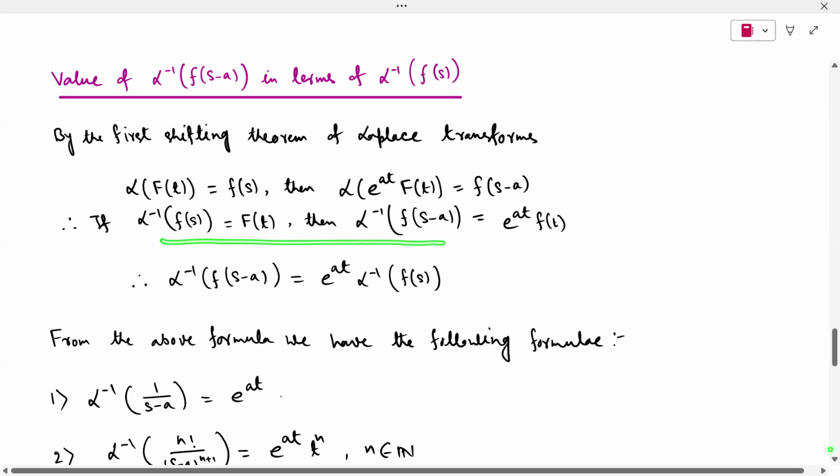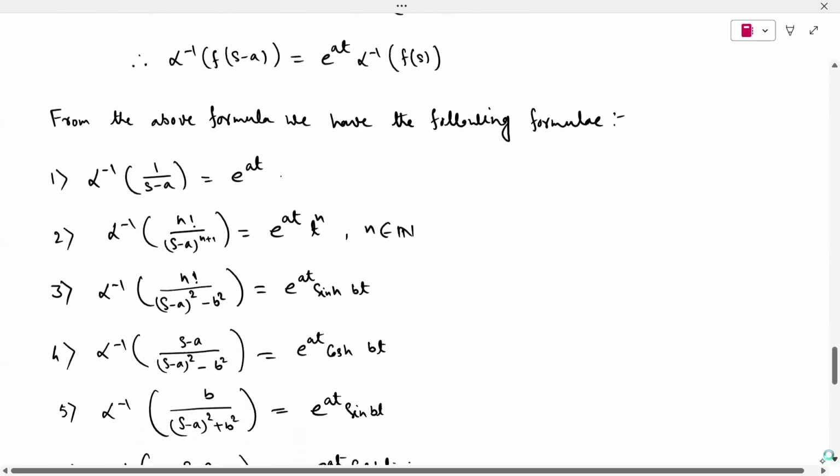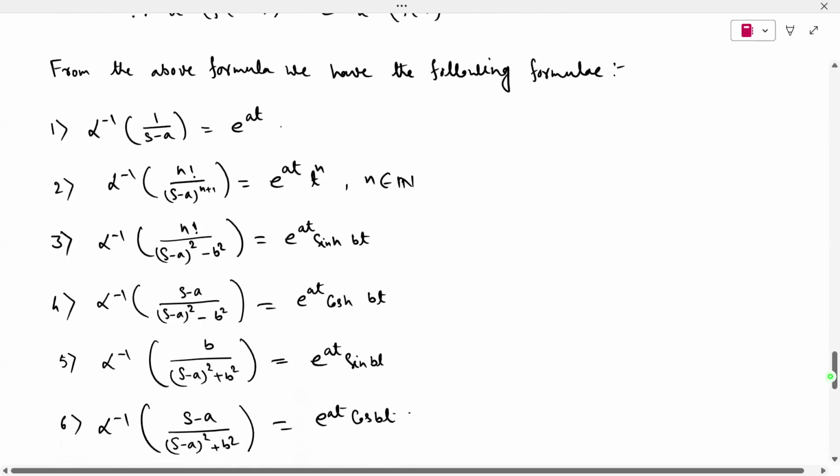So this is a useful formula. You can take this as a working rule, and using this formula, you can directly obtain the following formulas. You can see and verify. Already we have done the proof of these formulas. We derived these formulas in the previous chapters. So you can use those formulas also. You can directly verify these formulas. These are very simple formulas.